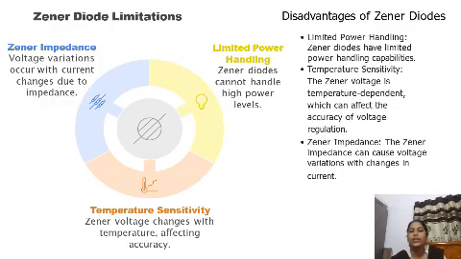The next one is Zener diode limitations. There are three limitations of the Zener diode. The first one is Zener impedance. Voltage variations occur with current changes due to the impedance. And the next one is temperature sensitivity. Zener voltage changes with temperature, affecting accuracy. Limited power handling. Zener diodes cannot handle high power levels.